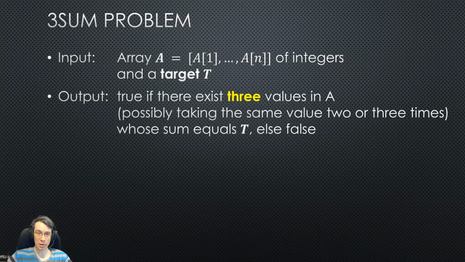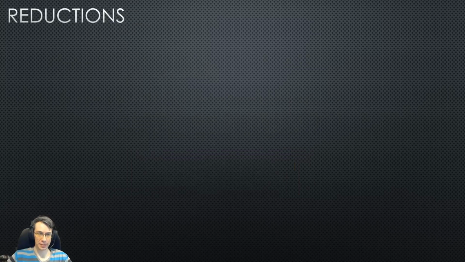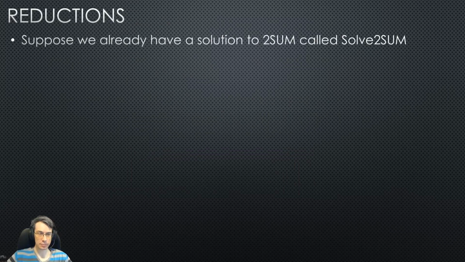In other words, we're looking for a of i plus a of j plus a of k that sum to t, and there are no restrictions on i, j, and k. Okay, so this is really similar to two-sum, and whenever you see a problem like this, suppose we have a solution to two-sum and we want to solve three-sum, when we can see that this problem is very similar to two-sum, you might think, well, can I just use my solution to two-sum to solve this problem? It's natural to ask that question.